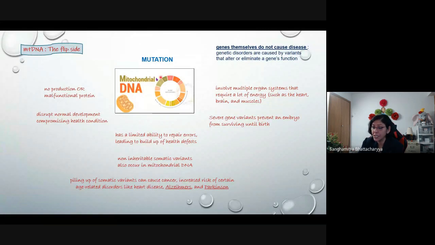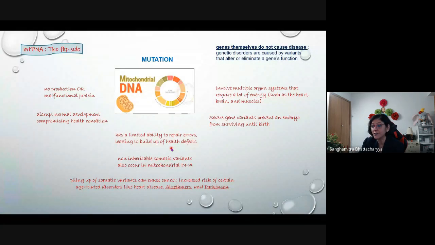Mutations in mitochondrial DNA produce a malfunctional protein, or sometimes the protein is not produced at all. It disrupts normal development, compromising health, especially in multiple organ systems that require a lot of energy, like the heart, brain, and muscles. It can also prevent an embryo from surviving to birth. Mitochondrial DNA has a limited ability to repair errors, and hence health defects build up.